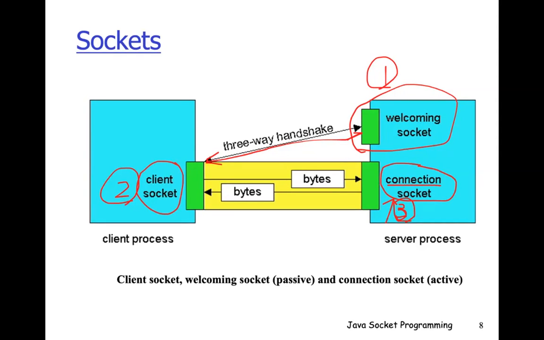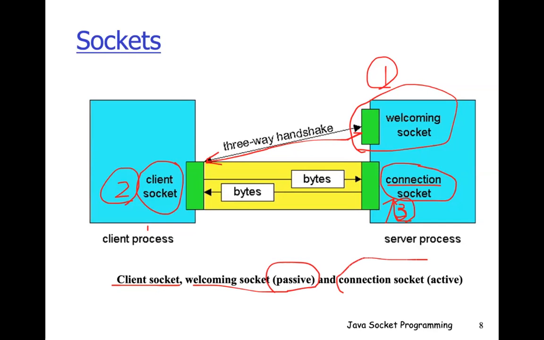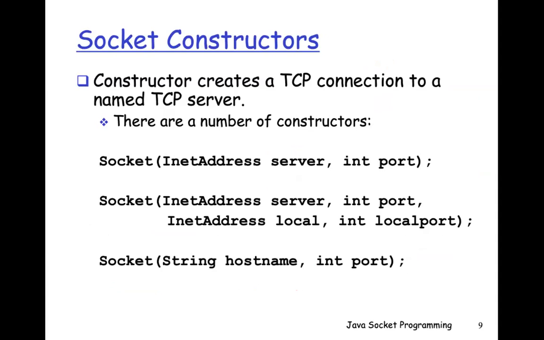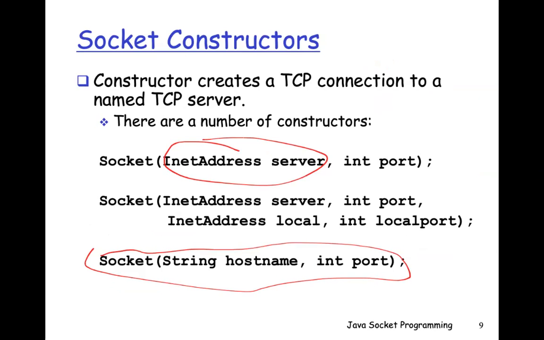So you have the client socket at the client side. On the server side, you will create two sockets. One is a welcome socket, which is passive and listens to the channel. When it accepts the connection from the client, it will create the connection socket, which is the active socket, so you can do byte reading and writing on this socket. This is the constructor we use quite often. You can also put the internet address of the server here. For the socket, it's the same thing.